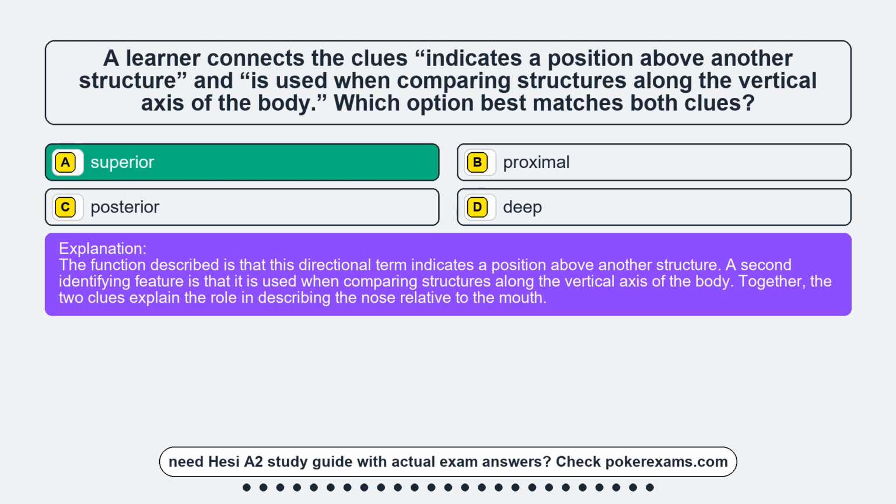The function described is that this directional term indicates a position above another structure. A second identifying feature is that it is used when comparing structures along the vertical axis of the body. Together, the two clues explain the role in describing the nose relative to the mouth.